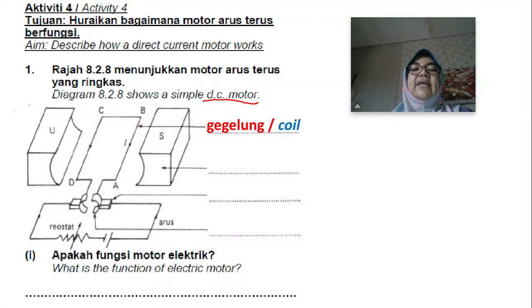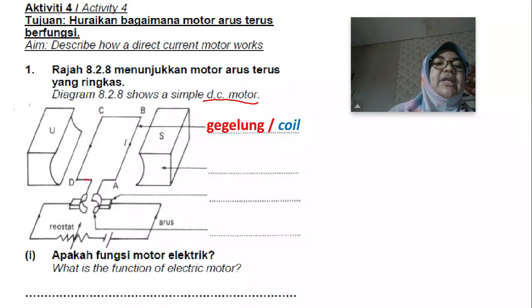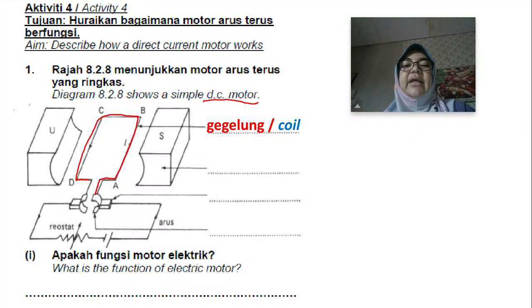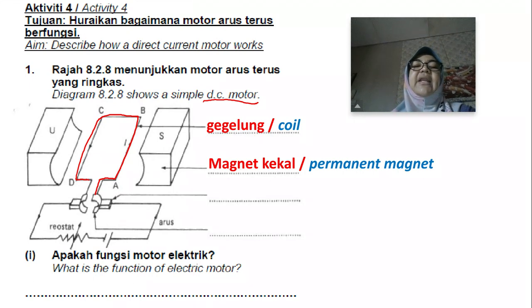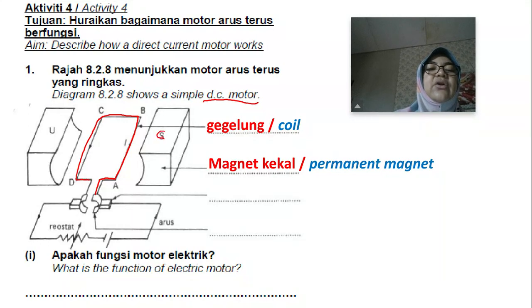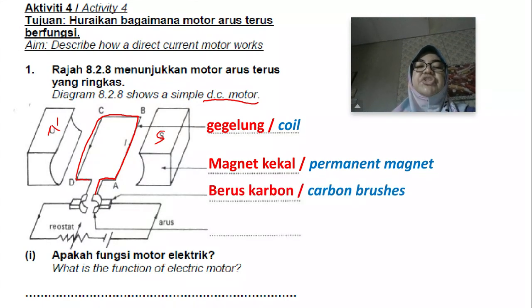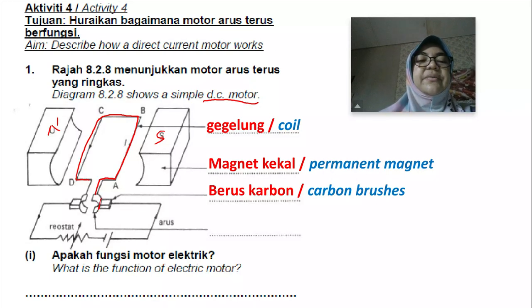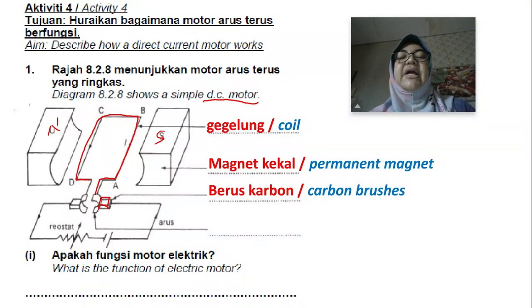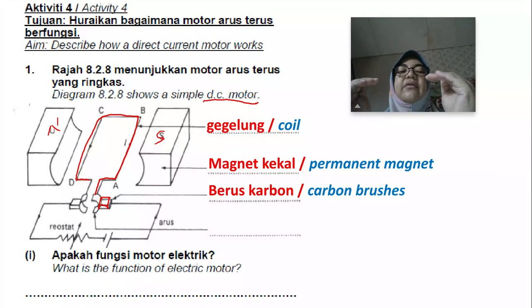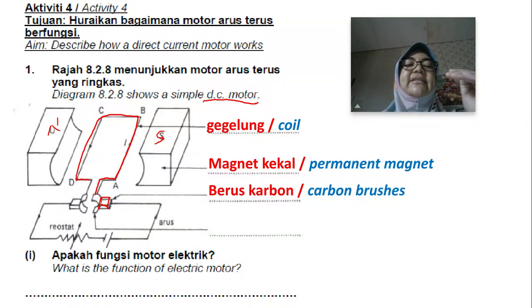Okay, one is the coil. Okay, this one is the coil. Okay, and then we have the permanent magnet. Okay, this is the permanent magnet. The north and south polarity of magnet is the permanent magnet. Okay, and then we call this as carbon brush. Okay, this is the carbon brush. Carbon brush is a contact point for the coil to the circuit.